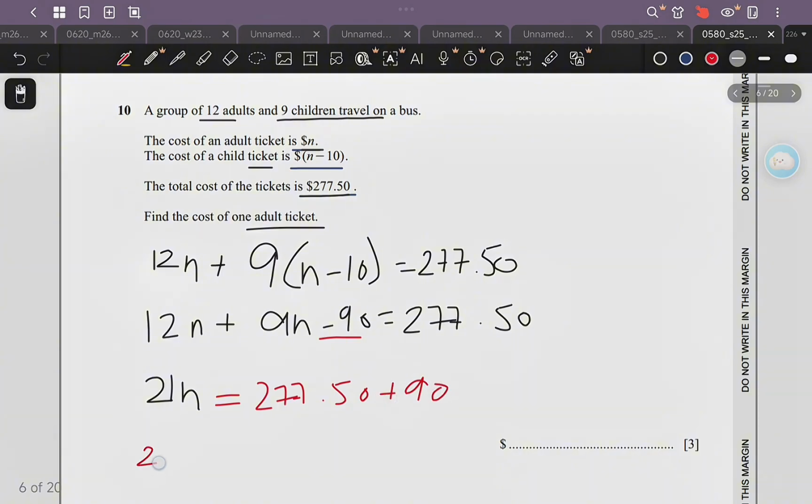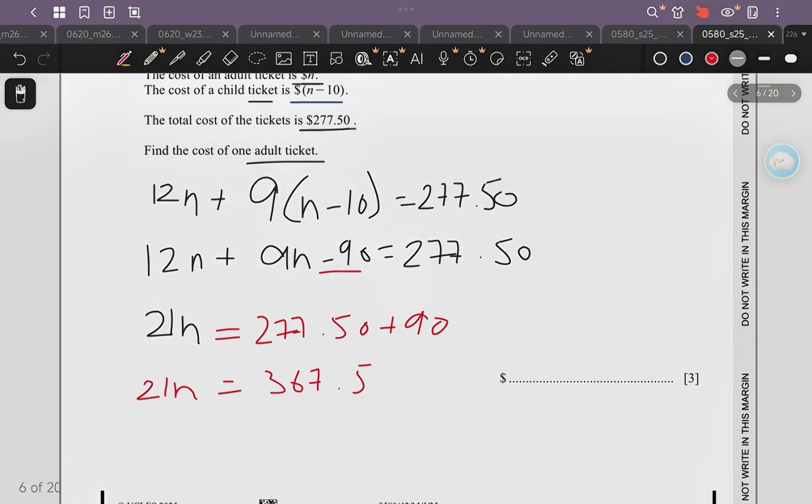Alright, so 21n equals 367.5, and then n equals $367.5 divided by 21. That's the value of our one adult ticket, which is $17.5. That's it.